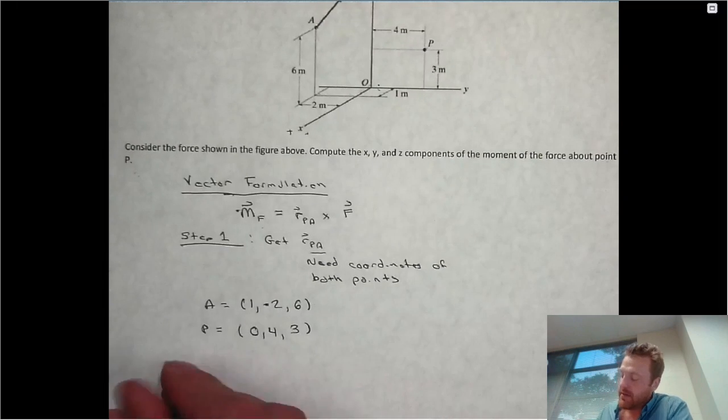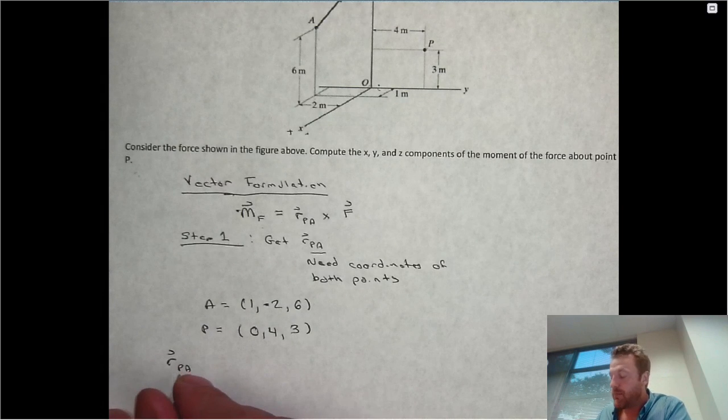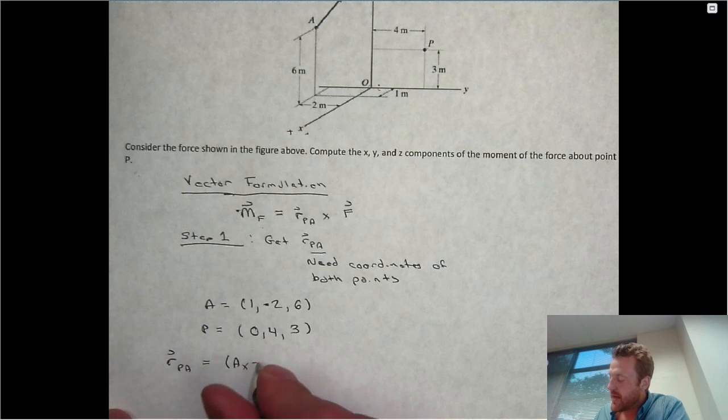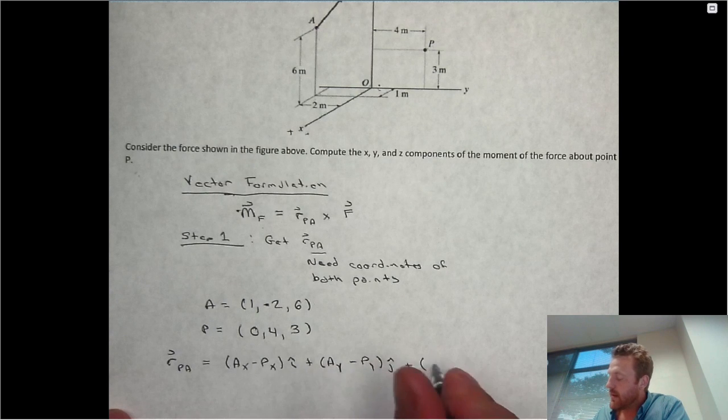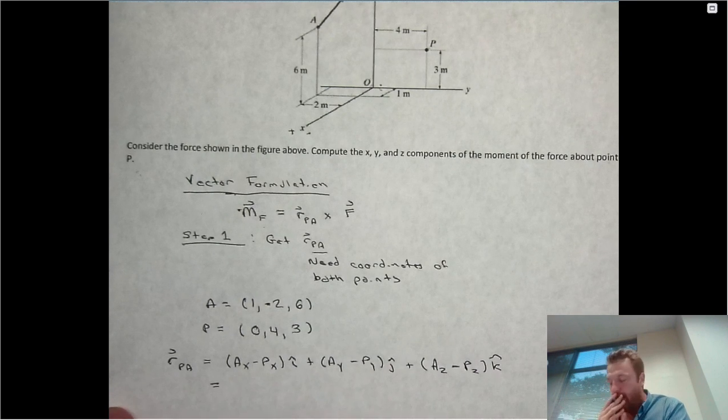So in order to write an expression for a position vector that goes from point P, I should say, that's the tail, to point A, and that is the tip, I'm going to take the x coordinate of A and subtract away the x coordinate of P, and that will be the i hat component. I will take the y coordinate of A minus the y coordinate of P, and that'll be the j hat component. And I'll take the z coordinate of A minus the z coordinate of P, and that will be the k hat component. So how do I actually do this?